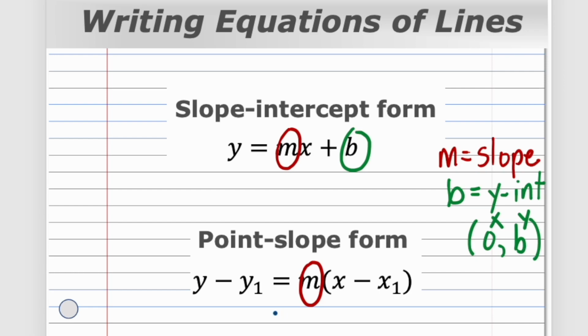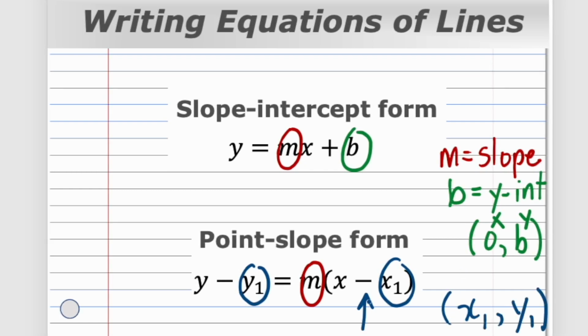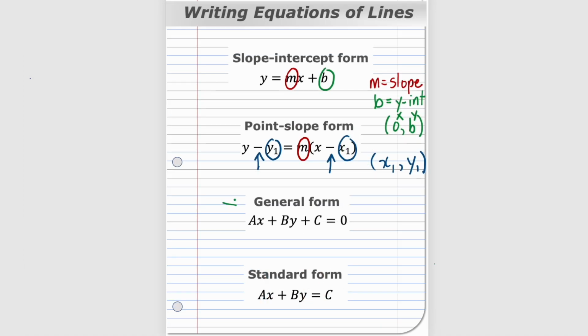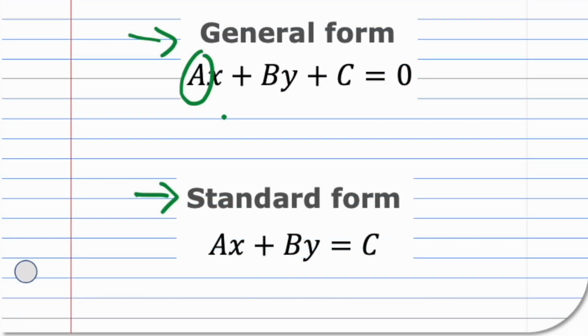And in the point-slope form, we can actually see a point as well. We have a negative in this form, and what that means is you're going to just switch the sign of the x and the y in the coordinate, and that will give you the point on the line. The general form and the standard form aren't that useful, but you do need to be able to convert into these two forms.